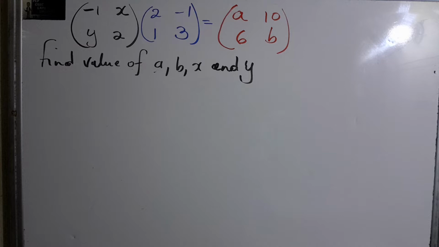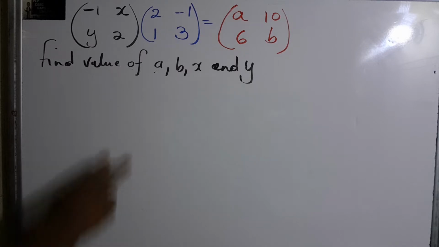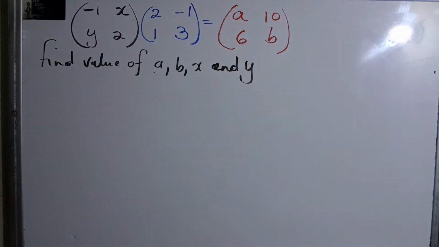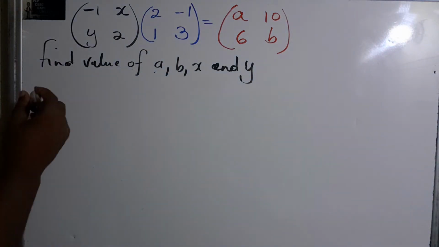Today we look at another series. We're given the matrix [negative 1, x; y, 2] times [2, 1; negative 1, 3] equals [a, 10; 6, b]. It says find the value of a, b and y. Now it's very easy. All we have to do is multiply. So this is the rule: multiply these and then equate it to this. Let me just rewrite.